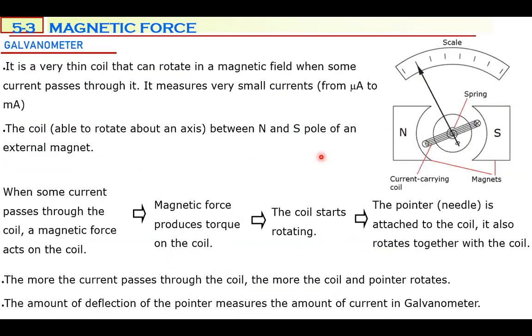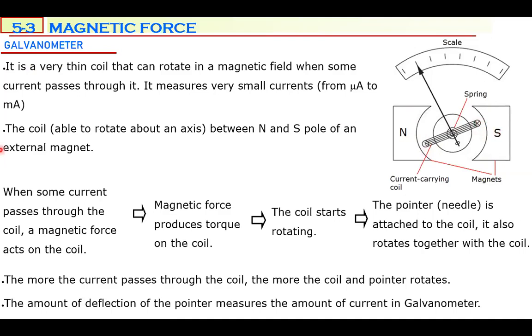And the last title of this section is about galvanometers. Galvanometers have a very thin coil that can rotate in a magnetic field when current passes through it, because this coil is located inside an external magnetic field. There is an N pole and an S pole of a magnet. Magnetic field lines go from N to S. But when you locate this coil inside the magnetic field and give electric current, this coil will start rotating.